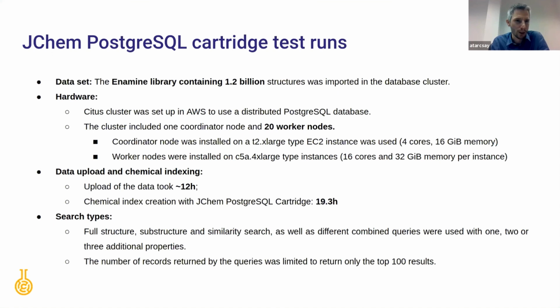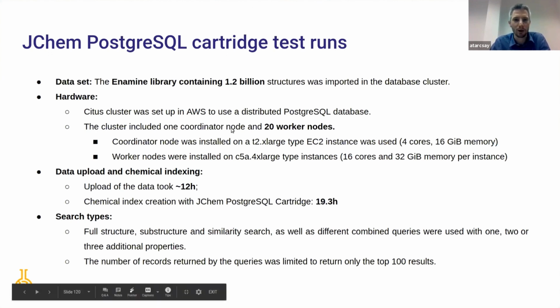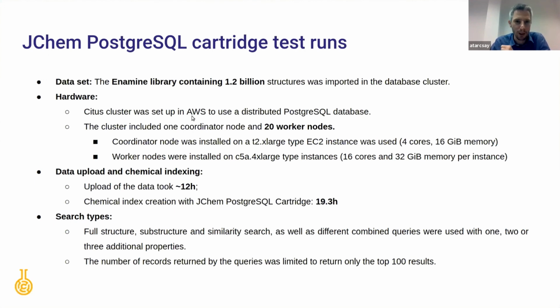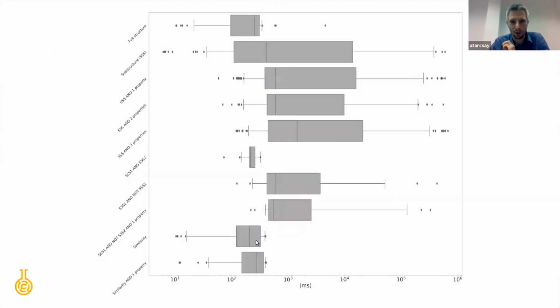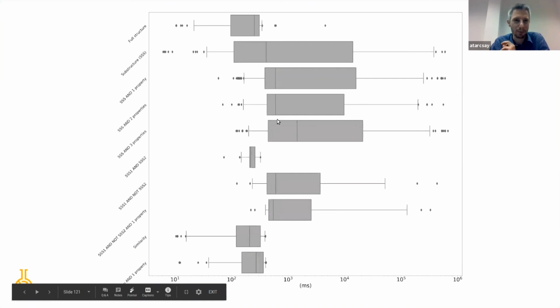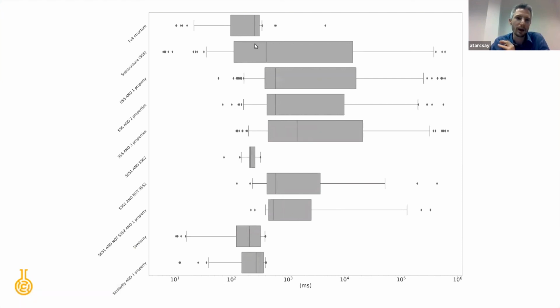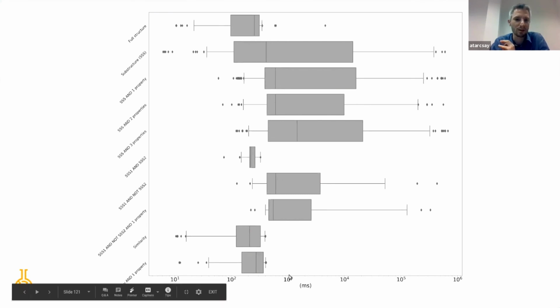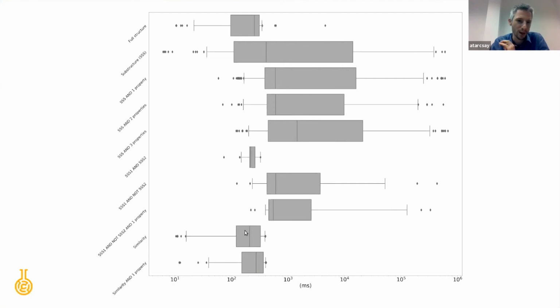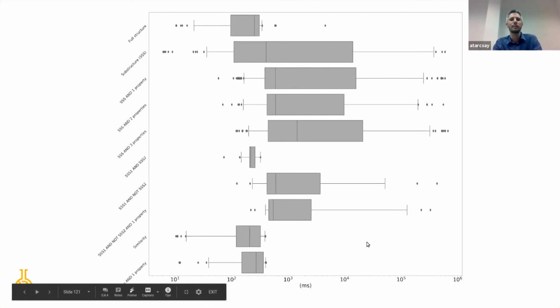And also, we tested our JChem PostgreSQL cartridge, which is a full-blown database cartridge. We loaded the 1.2 billion structures, again, on a commercially available AWS instance with 20 worker loads, 16 nodes for each, and measured the search times, the search speed, and on this set, a full structure search could be done within a second. So this is milliseconds. A similarity search was way below one second.